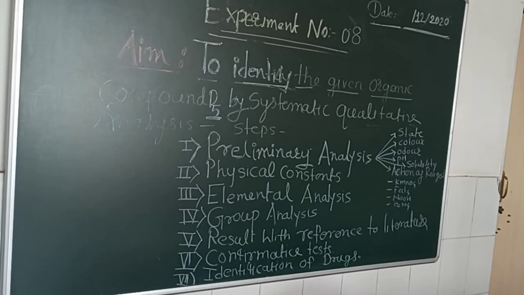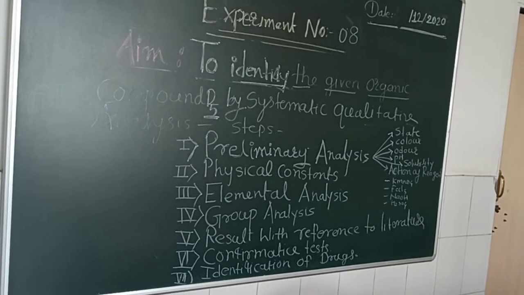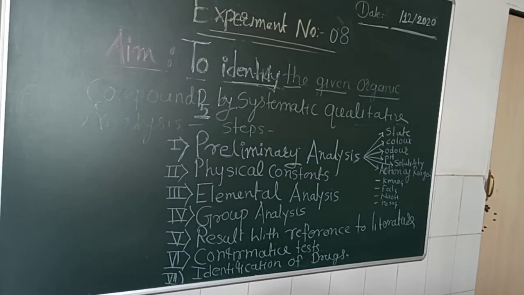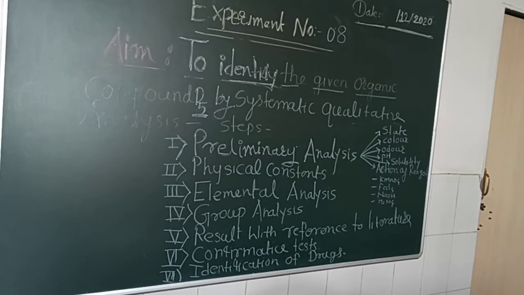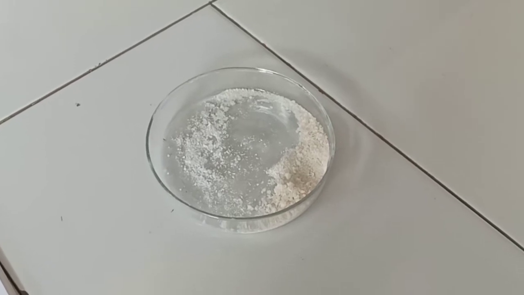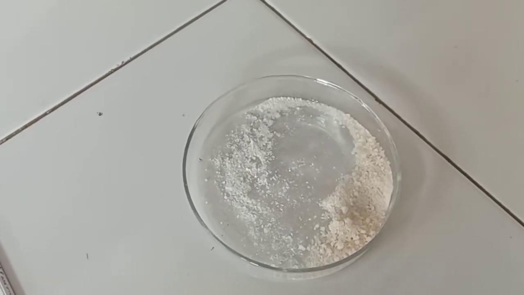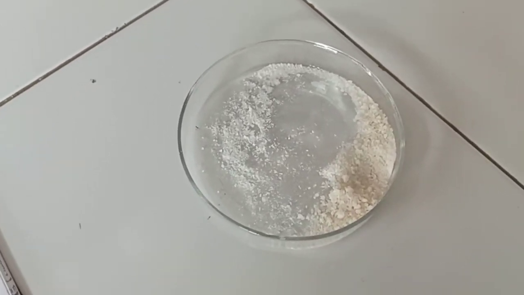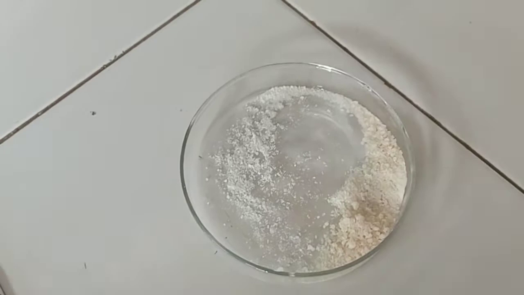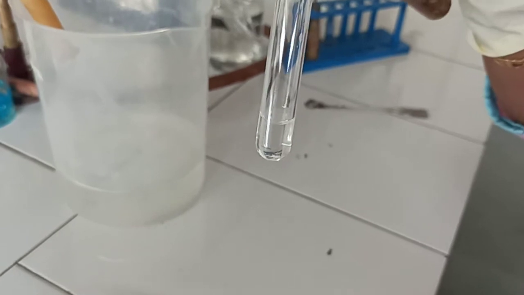So today's unknown compound is D5. The first step is preliminary analysis. In that, see the state, color, odor, then their solubility, their pH, and action of different reagents. See, this is today's unknown compound. It is colorless and it has a spicy smell. So the inference is that as it is solid, higher molecular weight compounds like carbohydrates and amides may be present. See the solubility behavior, it is soluble in water.